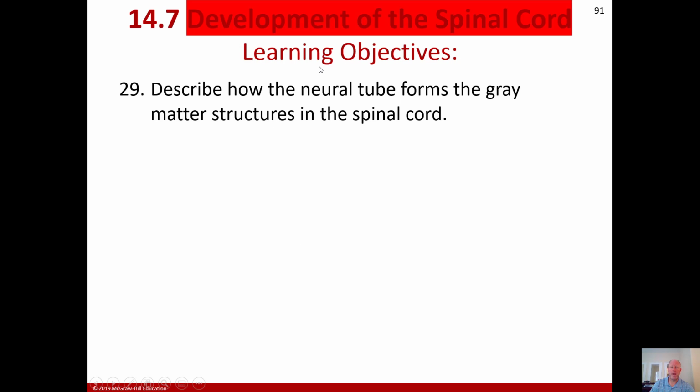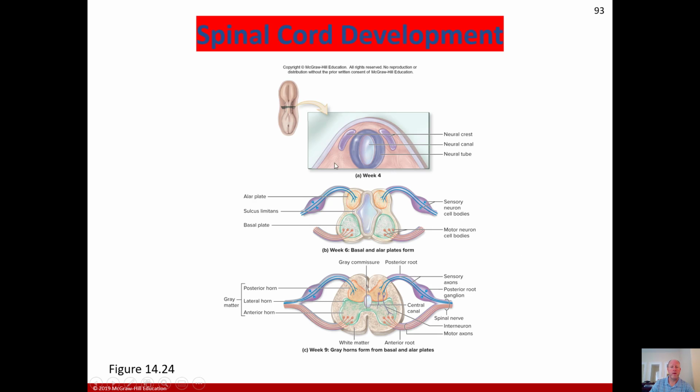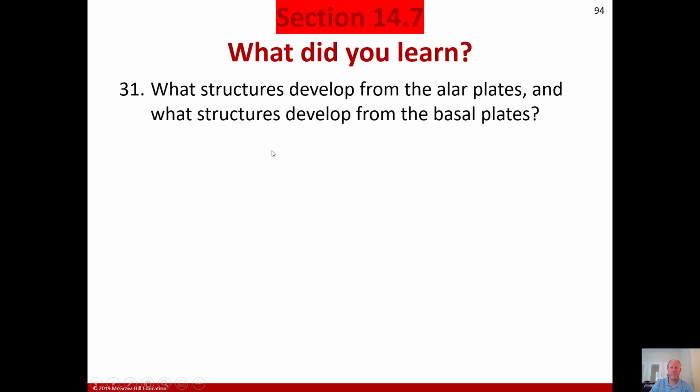And the last section of the chapter is on development of the spinal cord, and I'm referring to more of the spinal cord developing from the caudal neural tube in an embryo. It's just an area that we're not going to talk about this time. It's not that it's not important. It's not vital at this moment. Okay? And that concludes chapter 14 on the spinal cord.